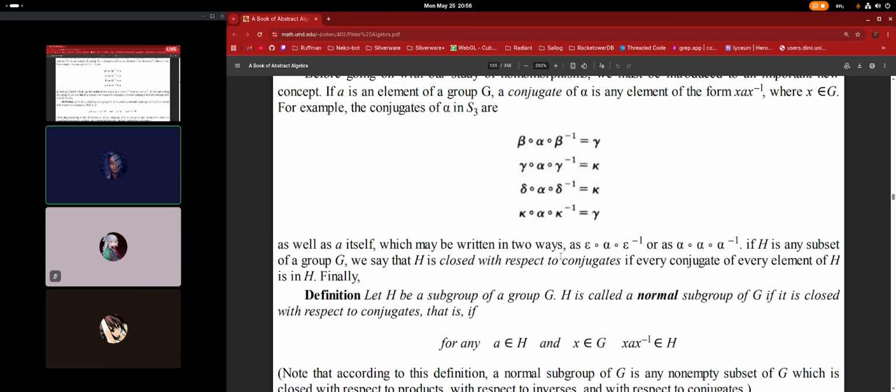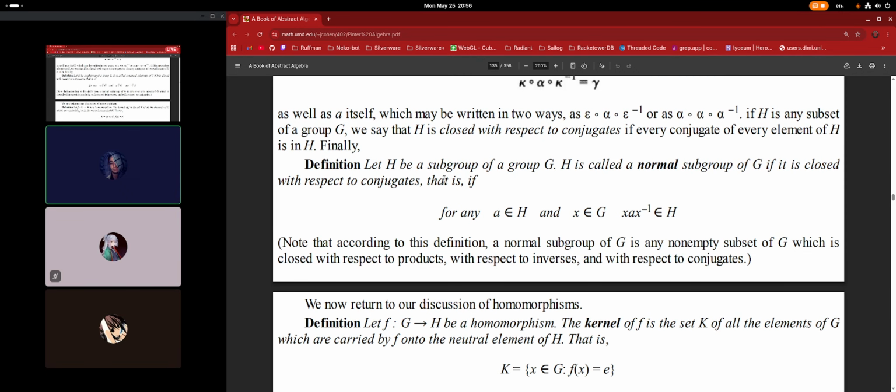A itself, which may be written in two ways, right? So that and that. If H is any subset of a group G, we say that H is closed with respect to conjugates if every conjugate of every element of H is in H. Okay. And then another definition: let H be a subgroup of a group G. H is called a normal subgroup of G if it is closed with respect to conjugates.